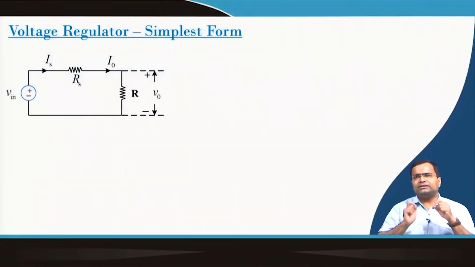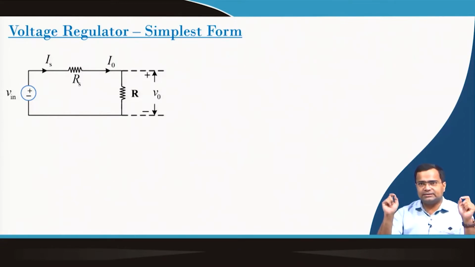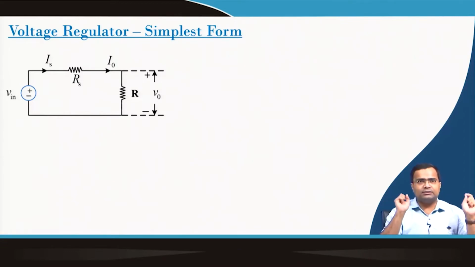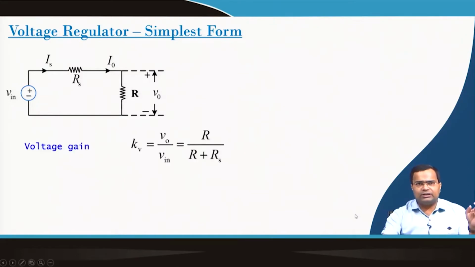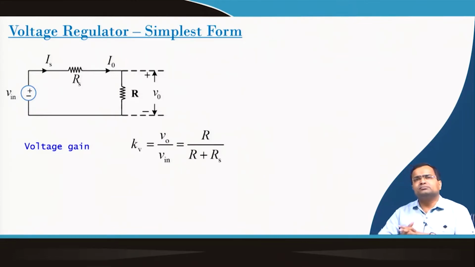So, the voltage regulator, if you start from the very basic, it starts with a simple resistive voltage divider, where we have a series resistance Rs and load resistance R, and the voltage across the load resistance is simply R by R plus Rs. Now, here what can happen? The input voltage can vary, the load resistance can vary, but we need to regulate the voltage.